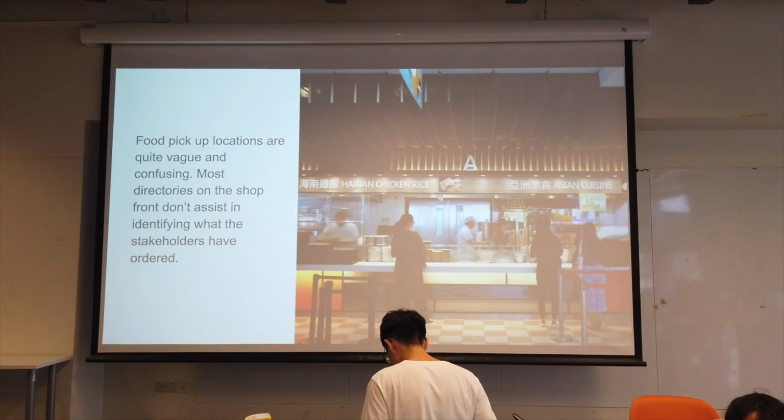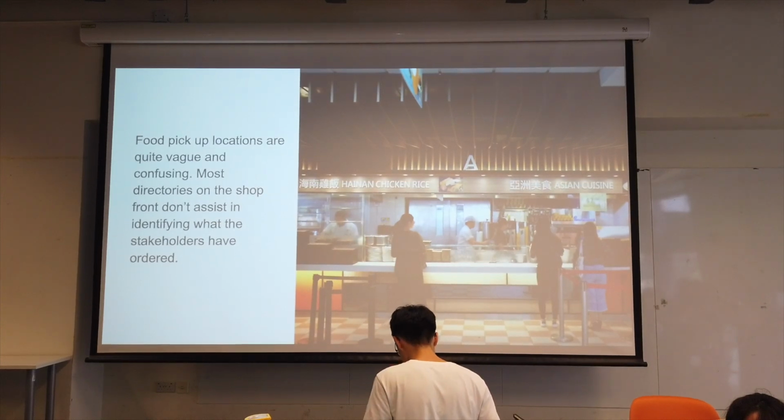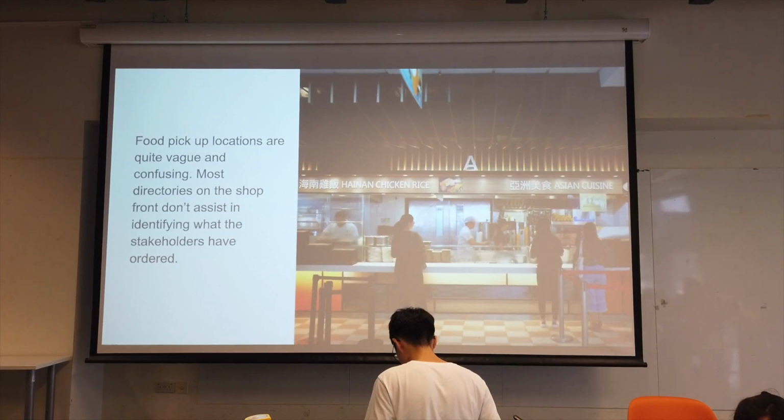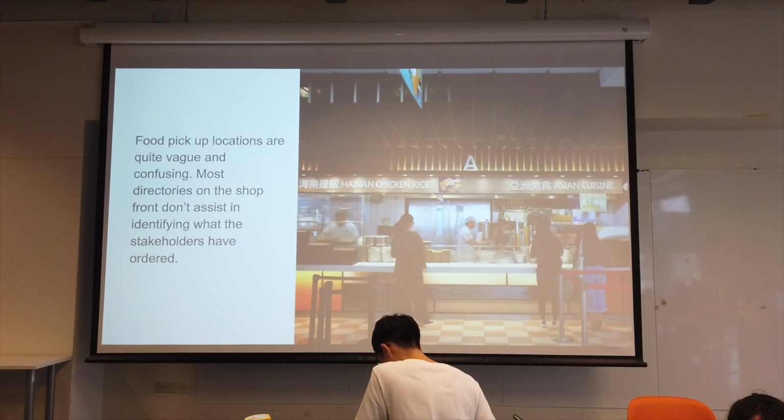Then the second thing that we noticed was that the food pickup locations are very vague and confusing, in that the signs on the top don't really reflect the food that you're actually picking up from there. This was one of the problems that we identified out of the observations. Even though they do have a laminated sticker note that says what it is, that's also very small and difficult to read.